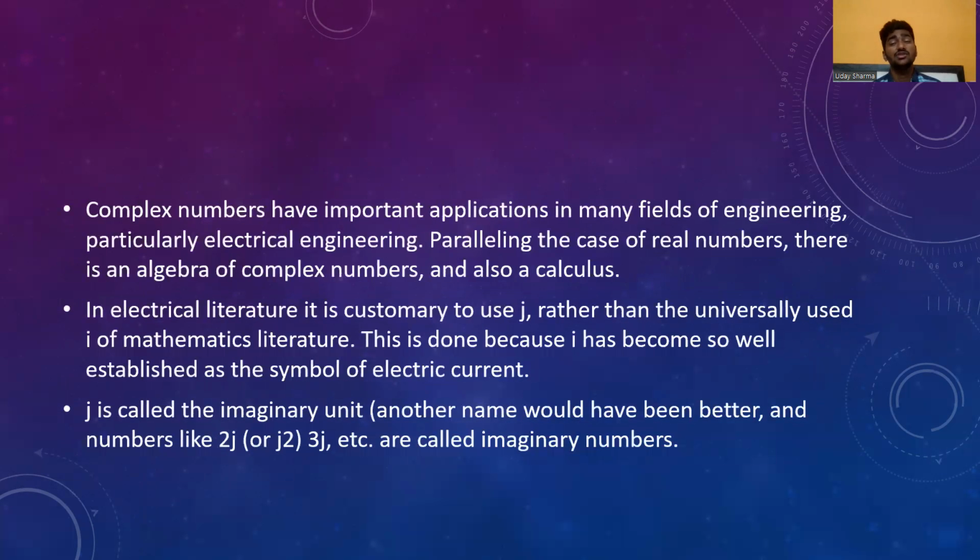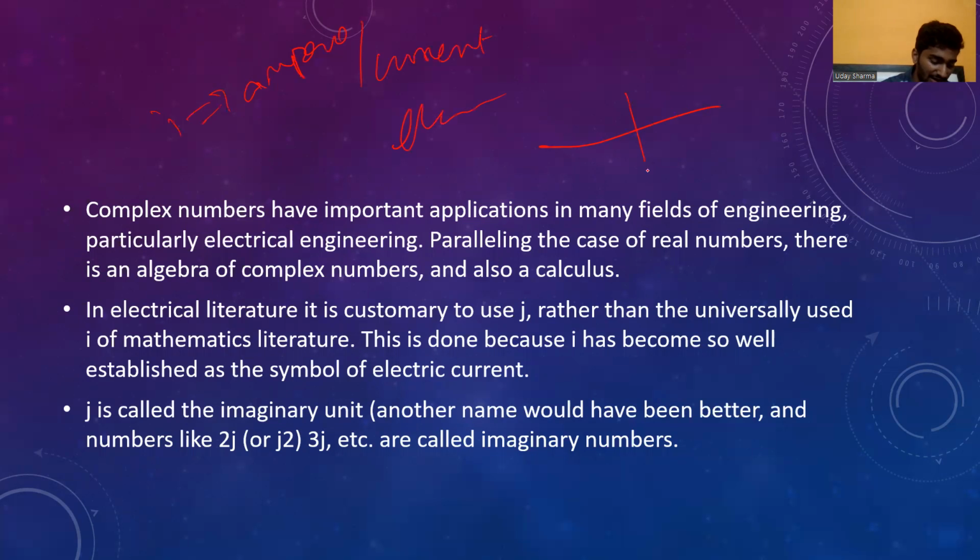Complex numbers have important applications in many fields of engineering, particularly electrical engineering. Parallel to the case of real numbers, there is an algebra of complex numbers, such as calculus. In the electrical literature, it is customary to use j rather than the i universally used in mathematics literature, as i represents current in electrical engineering, and j is called the imaginary unit. The numbers are like 2j, 3j, etc.